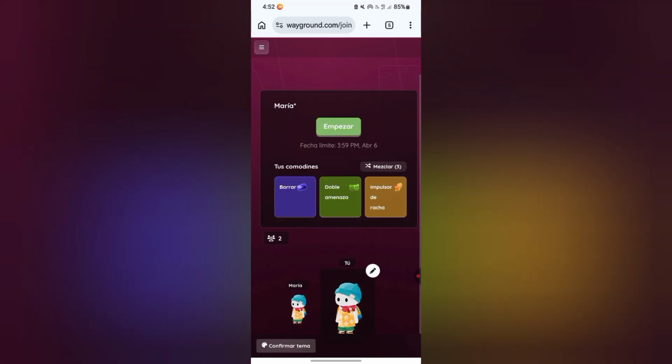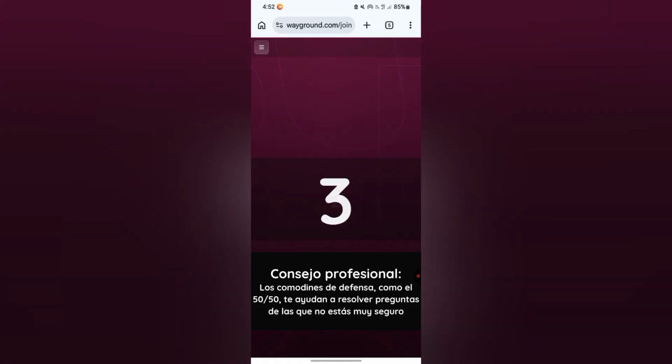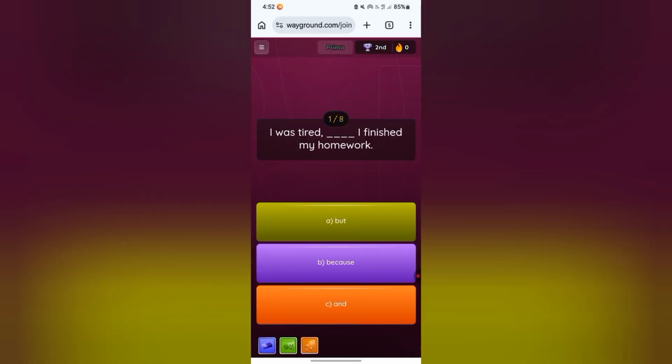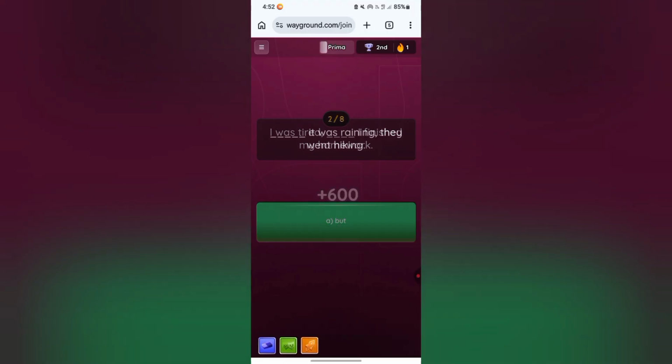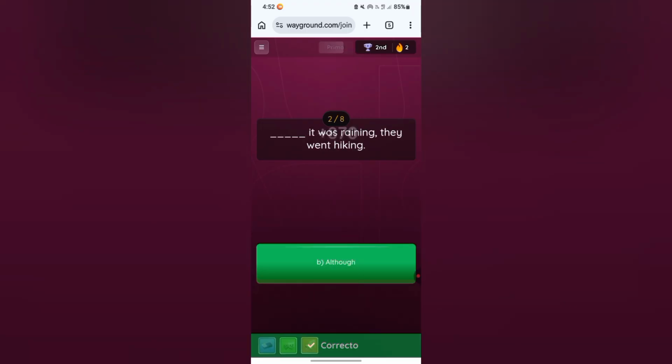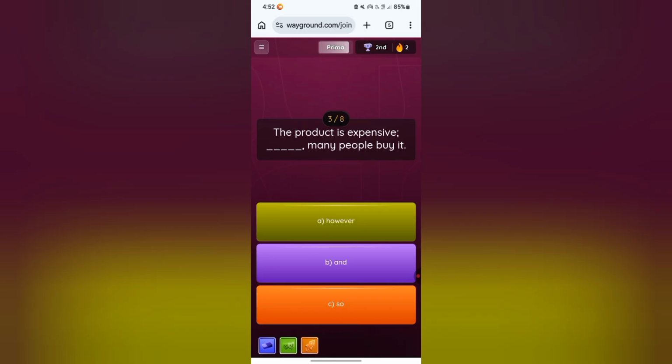In this first activity, you will write your name and begin to answer. Let's start. I was tired, A, B, or C, I finished my homework. I was tired, but I finished my homework.